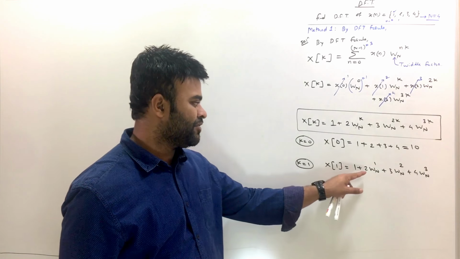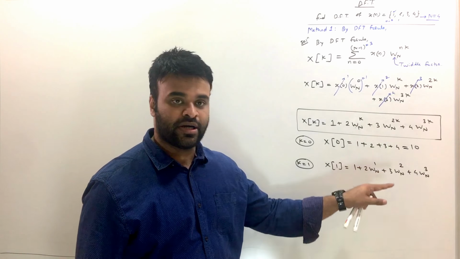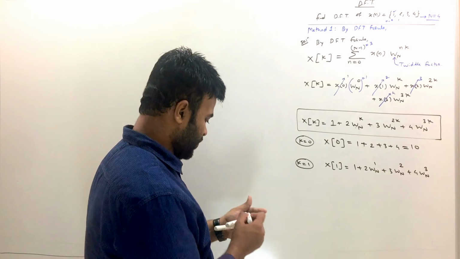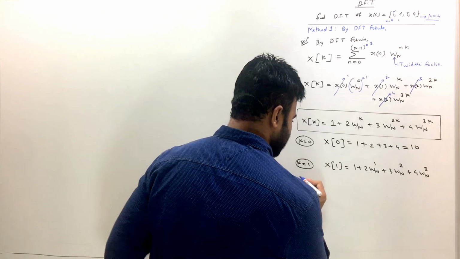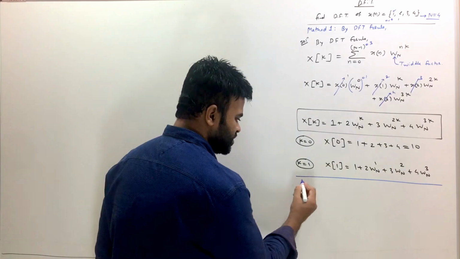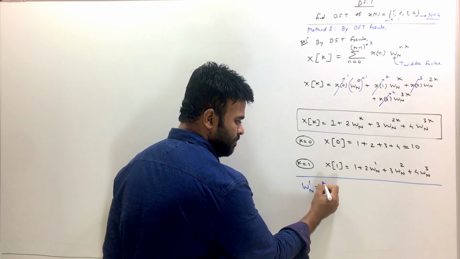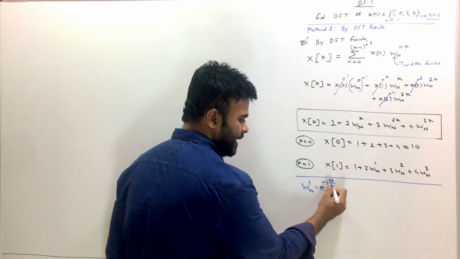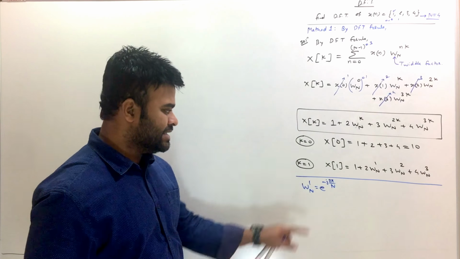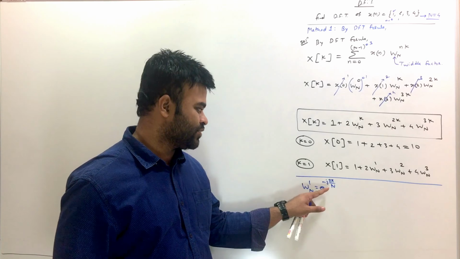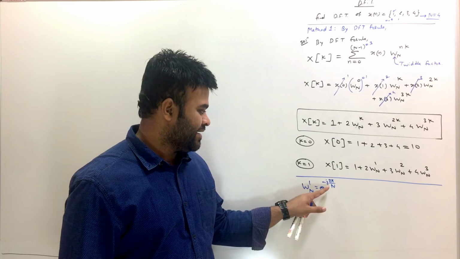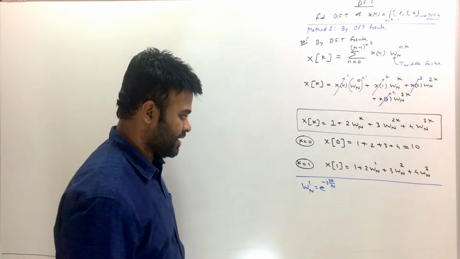Now we have to find out the values of wn raised to 1, 2, 3 and 4. So it goes like this. The real method of solving: wn raised to 1 is e raised to minus j 2 pi by capital N. You can call it j or i; engineers usually call it j, but anyway, it's just iota.